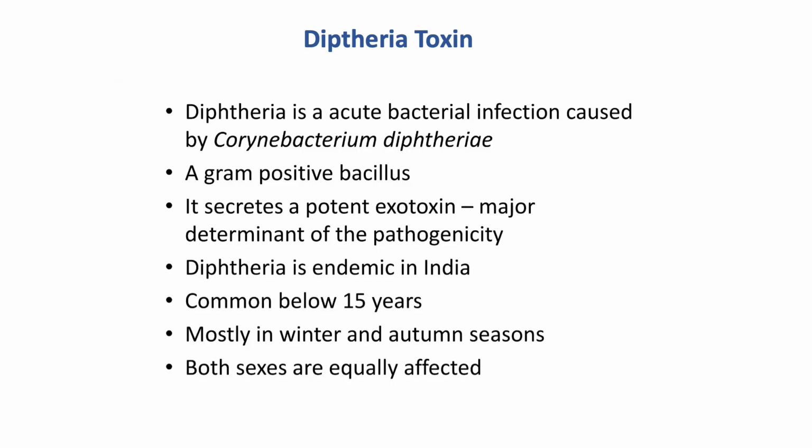The next option was diphtheria toxin. Diphtheria is an acute bacterial infection caused by Corynebacterium diphtheriae, a gram positive bacterium. It secretes a potent exotoxin, which is the major determinant of the pathogenicity. That is the diphtheria toxin. Diphtheria is endemic in India, and it's very common among people below the age of 15. It's common in winter and autumn seasons, and both males and females are equally affected.